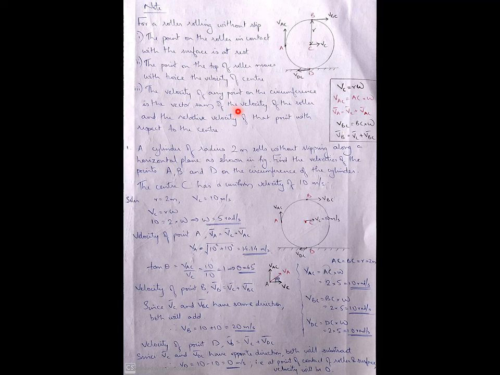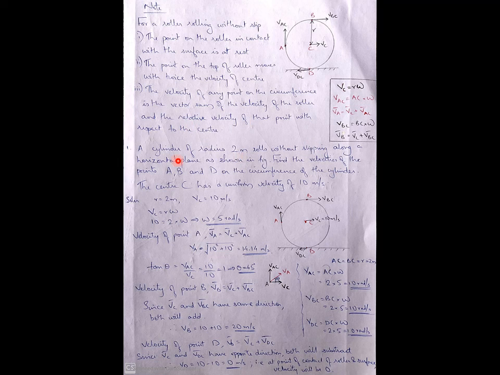The velocity of any point on the circumference is the vector sum of the velocity of the roller and relative velocity of that point with respect to the center. So this thing we have already specified, which means VA equal to the vector sum of velocity of roller, which is the center velocity VC, plus the relative velocity of that point with respect to center, so A with respect to C, which is VAC. Similar is the case with B also. So these things we have already said. Now let us see the first problem.